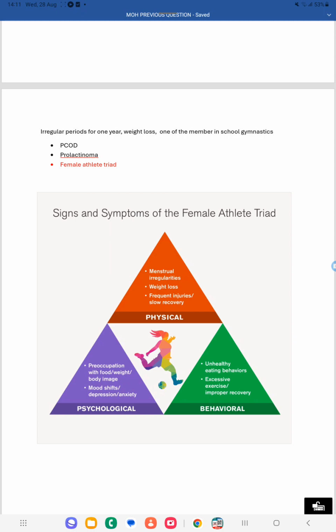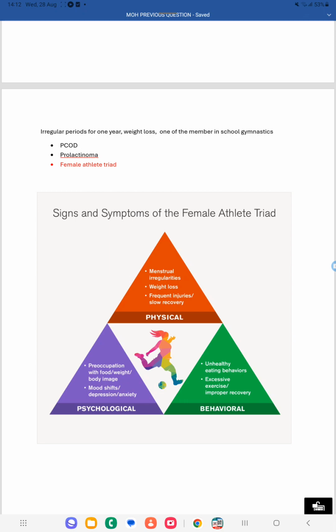Because of the excessive exercise and not eating properly, it results in weight loss, and frequently they will be getting injuries also. After the injury, the recovery is also very slow. And they will be having some mood disturbance also. So these are the symptoms of the female athlete triad.